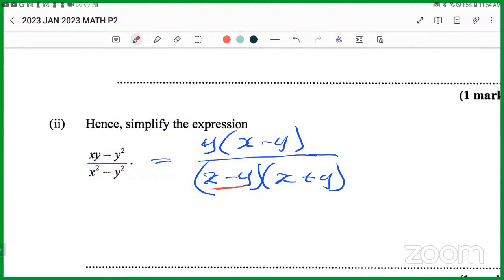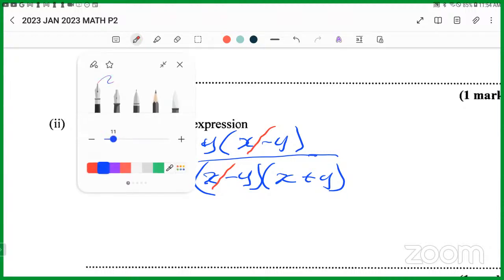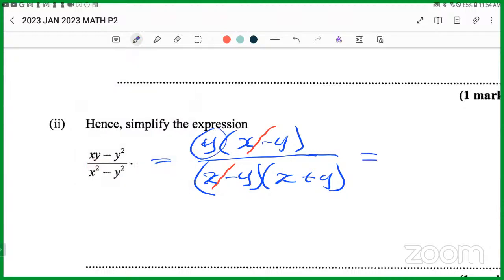This is x minus y, x minus y, so they cancel each other. Those two cancel. I don't like to mark out stuff, so I'm just left with these. I'm going to draw a line through them this time. This expression cancels with that expression. The y up here remains, and the x plus y on the denominator remains. That is the answer.